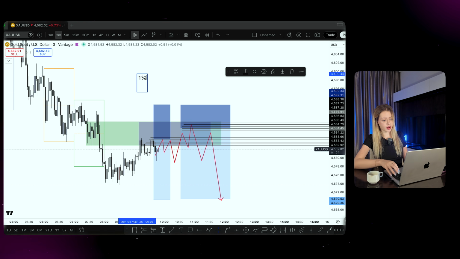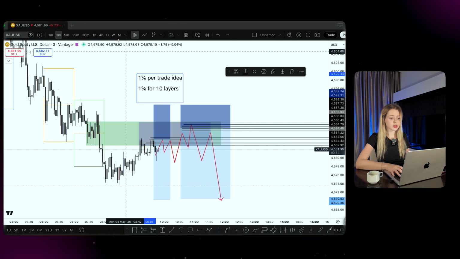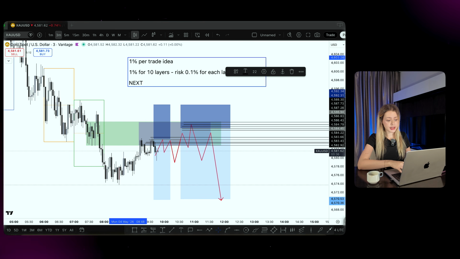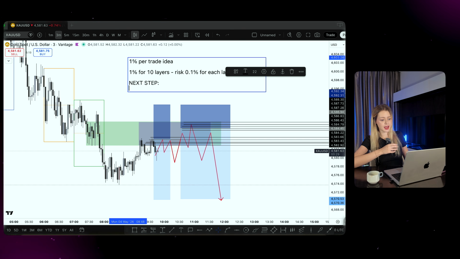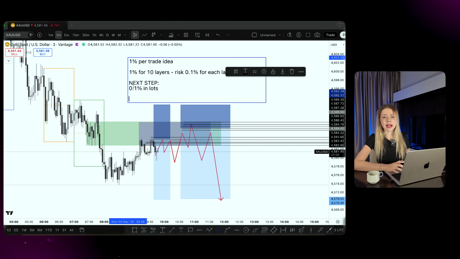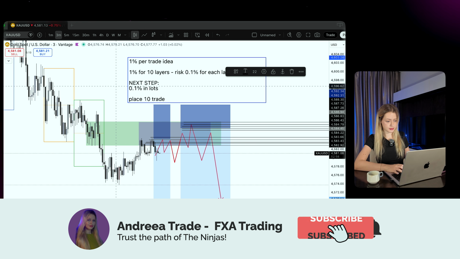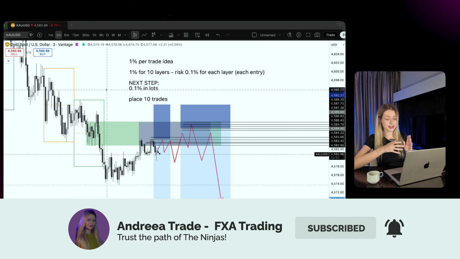So instead of risking 1% on the trade idea, because we have 10 layers, we are going to split this 1% by 10. So it means that we are going to risk 0.1% for each layer, which is basically an entry. Now the next step is to grab your trading calculator, and I will show you here my recommendation. And you are going to calculate what 0.1% means in lots for you. I'm going to show you further on MetaTrader. And then after calculating your lot size for those layers, you are going to place 10 trades. And that's it. It's simpler than it sounds.